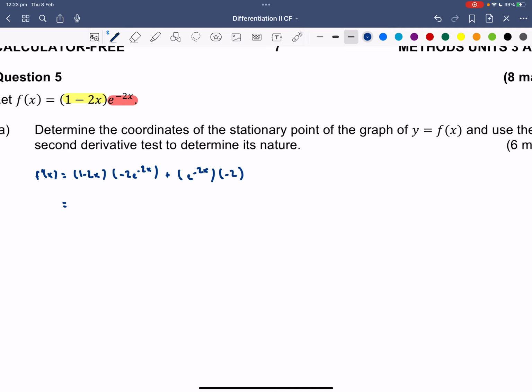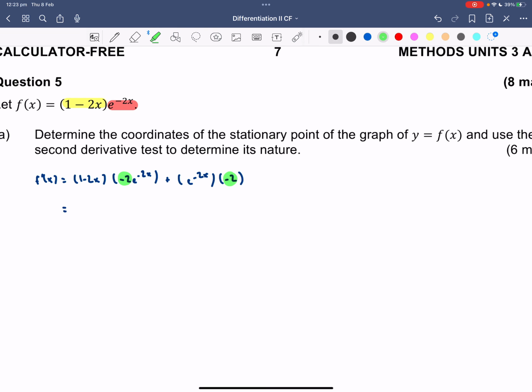So what we could do is factorize out, again, let's see what they have in common. They both have a minus 2, so that's good. We can take that one out, and they both have an e to the minus 2x. So we can take out minus 2e to the minus 2x. That leaves us with 1, take 2x, plus 1. So minus 2e to the minus 2x, 2 take 2x.